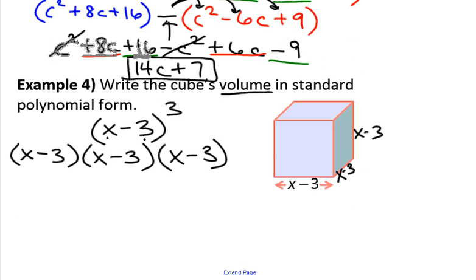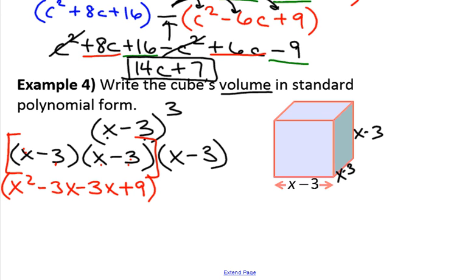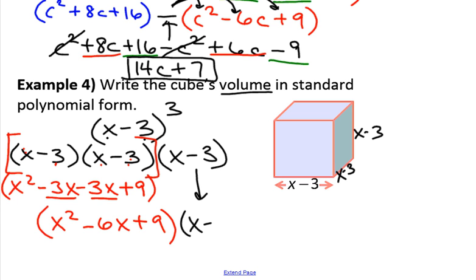So I'm going to think of the first two as grouped together and simplify that first. So I have x times x is x squared. X times negative 3 is negative 3x. Negative 3 times x, again, negative 3x. And negative 3 times negative 3 is positive 9. Okay, and then if I simplify that by combining my like terms, you'll get x squared minus 6x plus 9. So that simplifies there, and then I still have this x minus 3 that I can now multiply by.